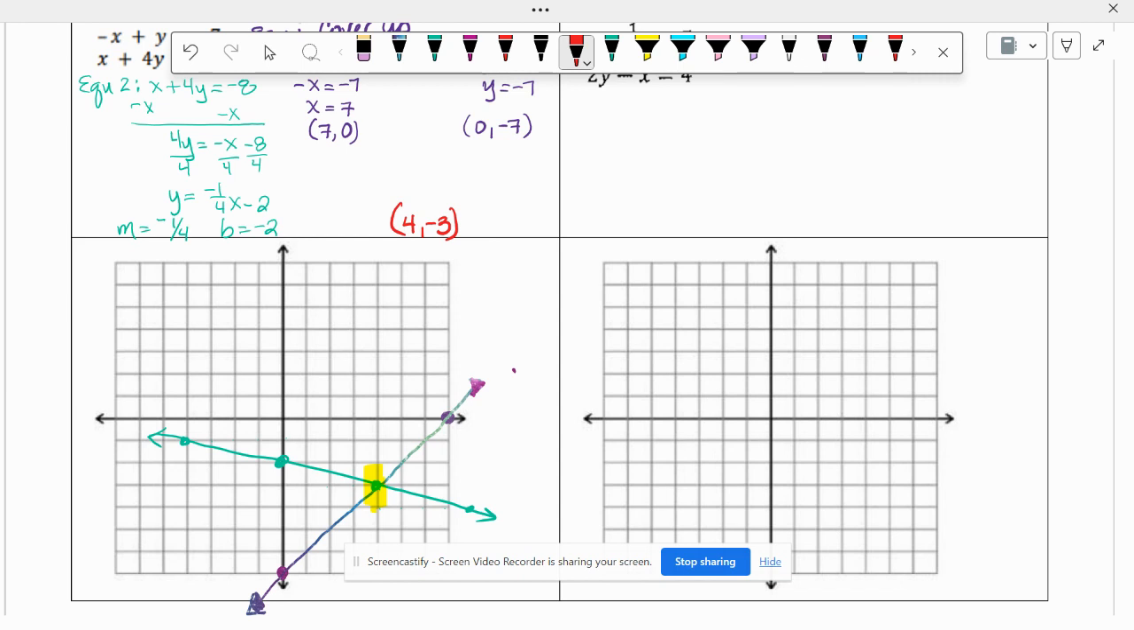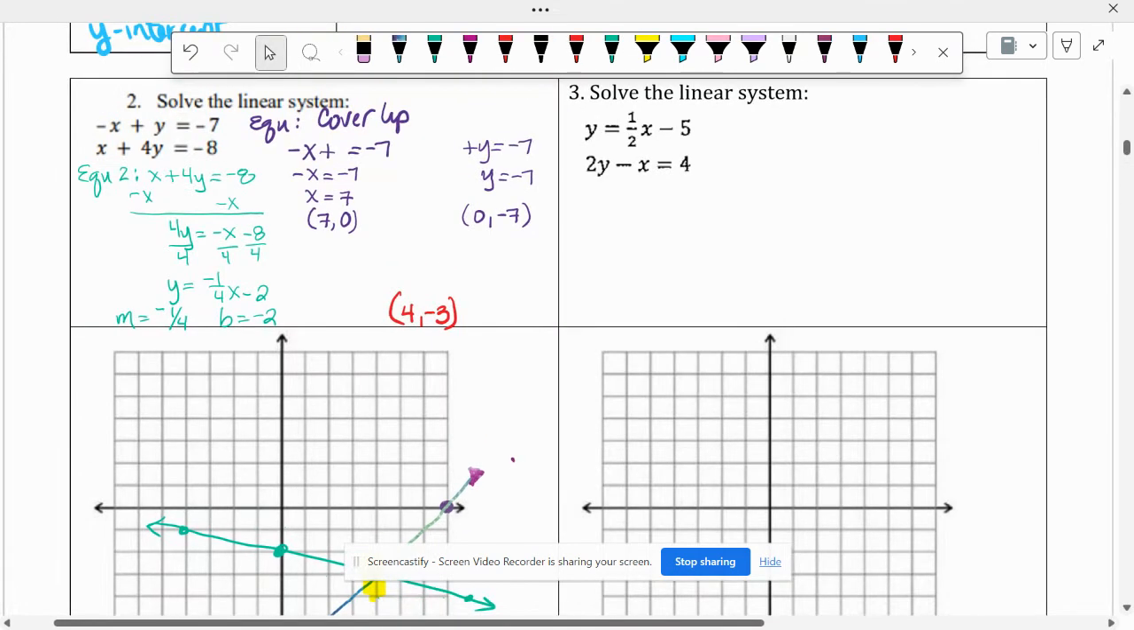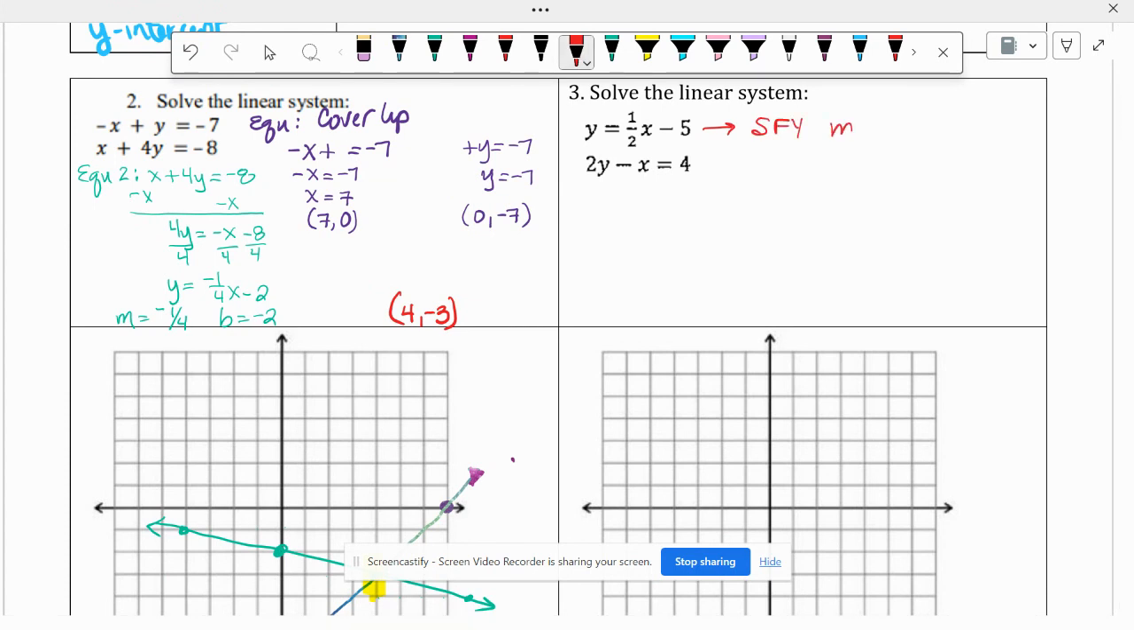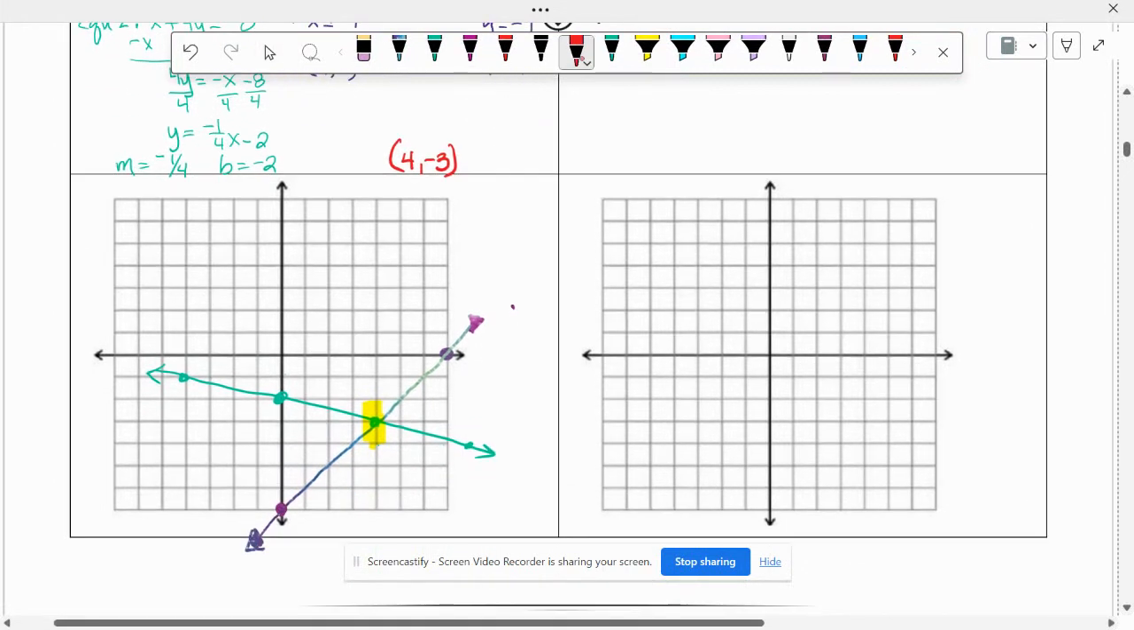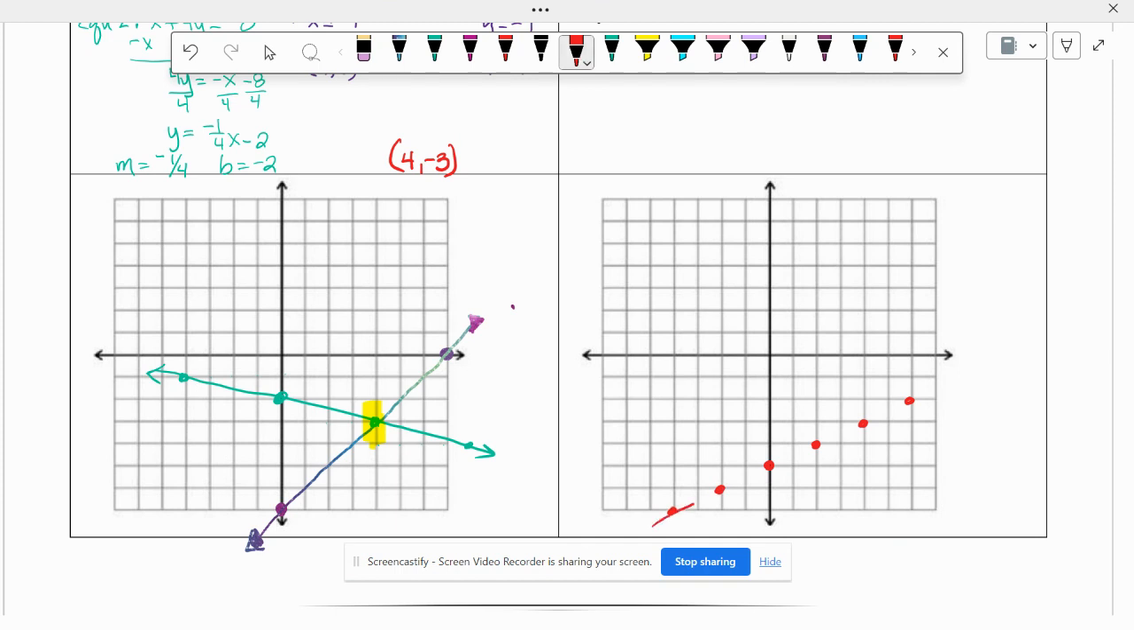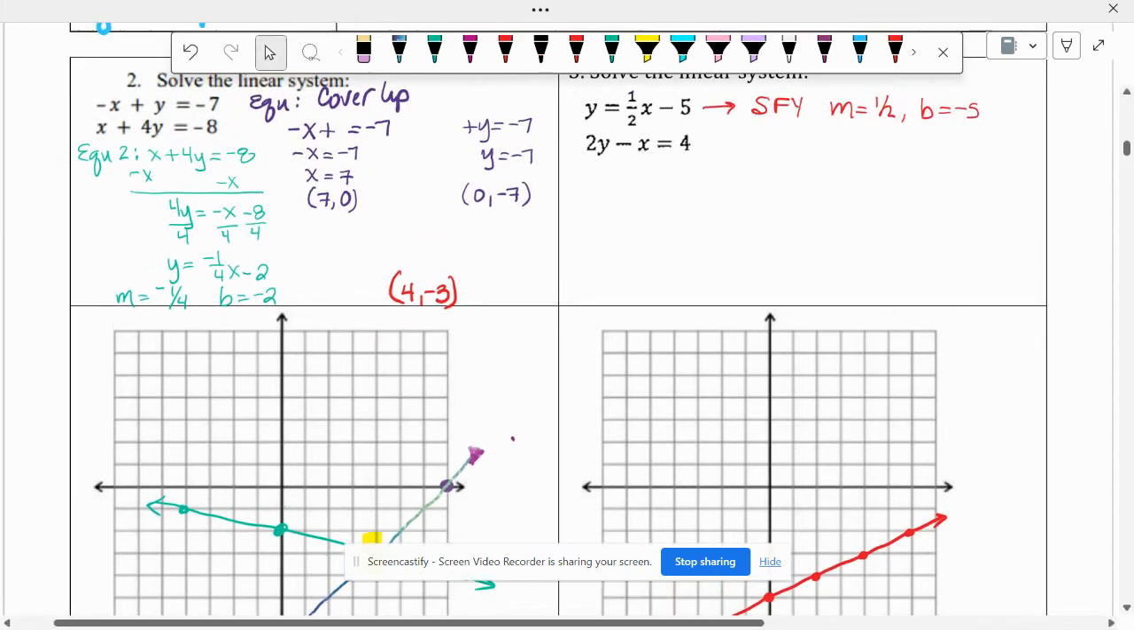All right, so let's look at our next example. So this is already solved for y. My slope is 1/2, and my y-intercept is -5. So I'm going to begin at -5, and then go up 1 over 2. My slope of 1/2. Up 1 over 2, up 1 over 2. I could also go down 1 and to the left 2. So this is y equals 1/2 x minus 5.